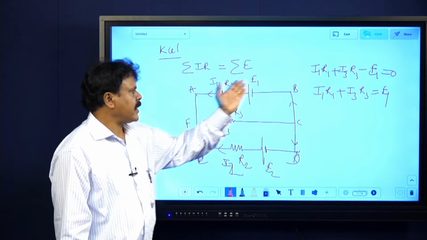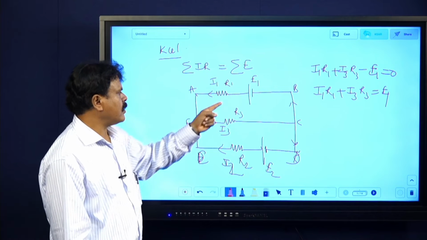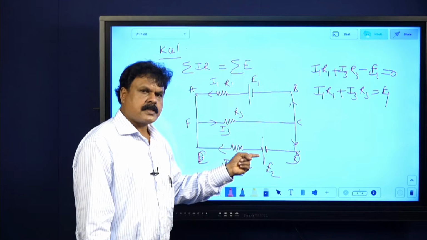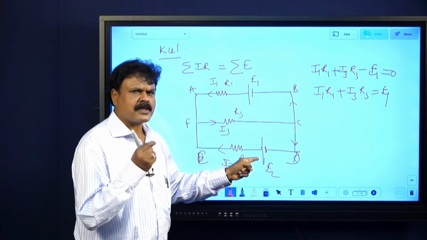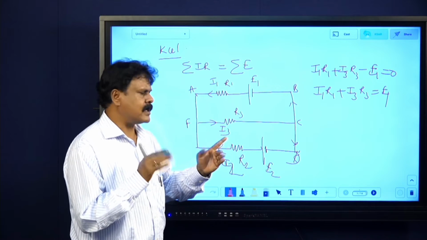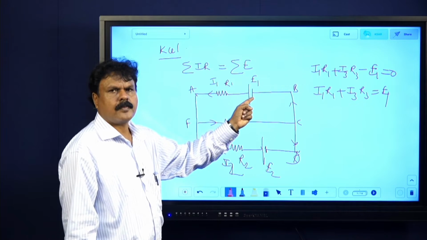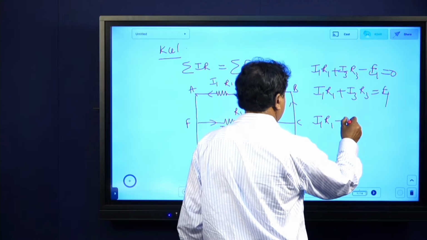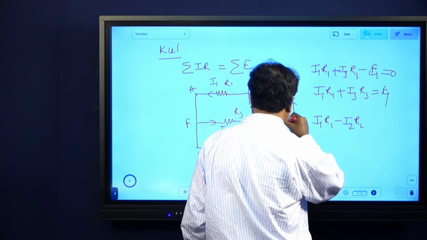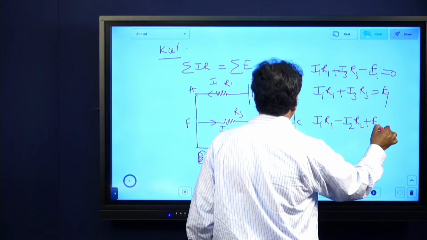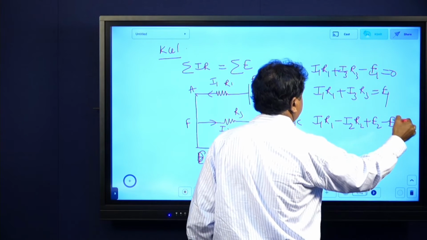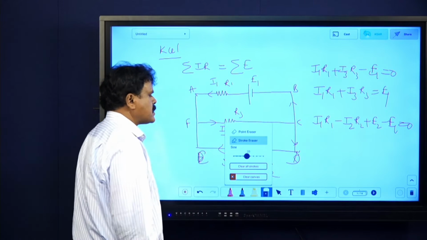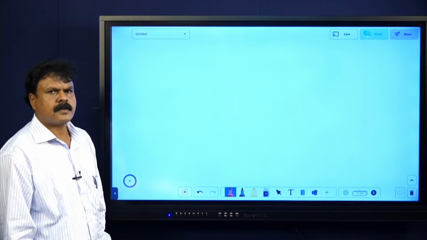Next, if you are taking the entire outer loop, you write I1 R1 minus I2 R2 plus E2 minus E1 equals 0. When you get positive, that is a better conventional method. Whichever convention you follow, you have to follow the same way everywhere. Okay, that is KVL. Next, further, Wheatstone's network, most important again.